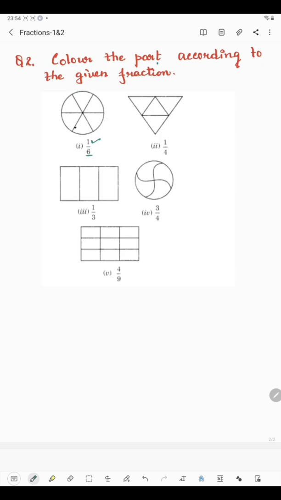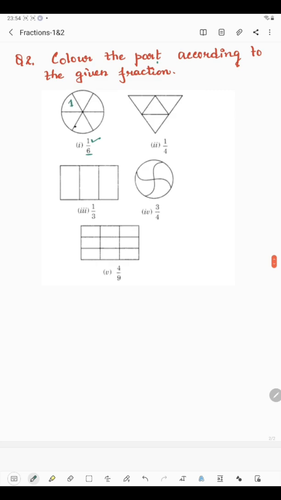So here we will see 1 2 3 4 5 6, the total number of parts is 6, and out of 6 parts we need to shade one part. So this is showing 1 by 6. Okay, so this was part 1.